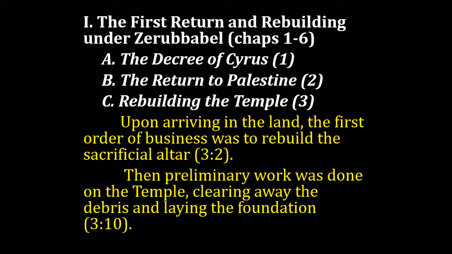We find this in 3:10. Now when the builders had laid the foundation of the temple of the Lord, the priests stood in their apparel with trumpets, and the Levites, the sons of Asaph, with cymbals, and to praise the Lord according to the directions of King David of Israel. So this was the first thing that was to take place, so that they were going to build the altar, then they were going to rebuild the temple.